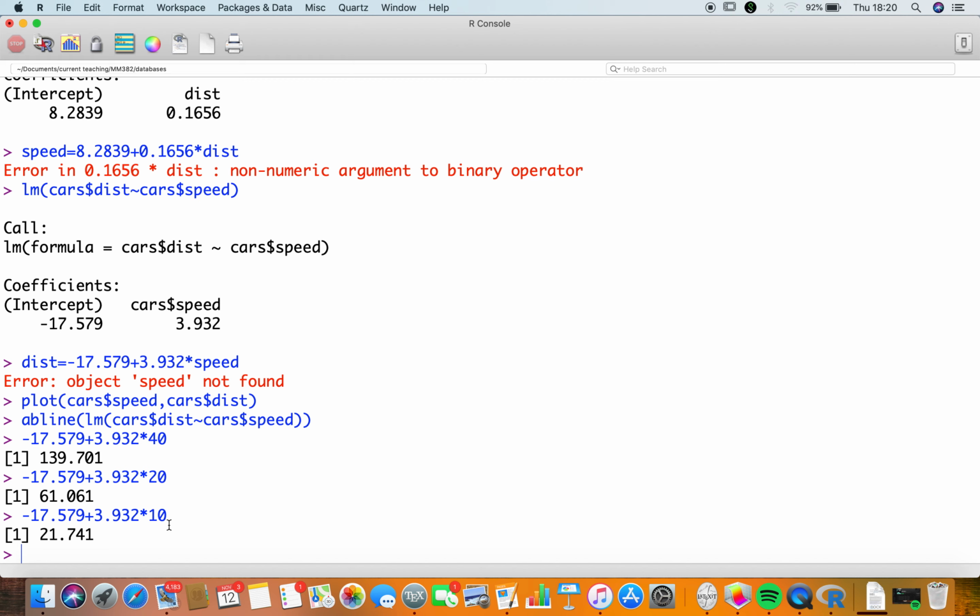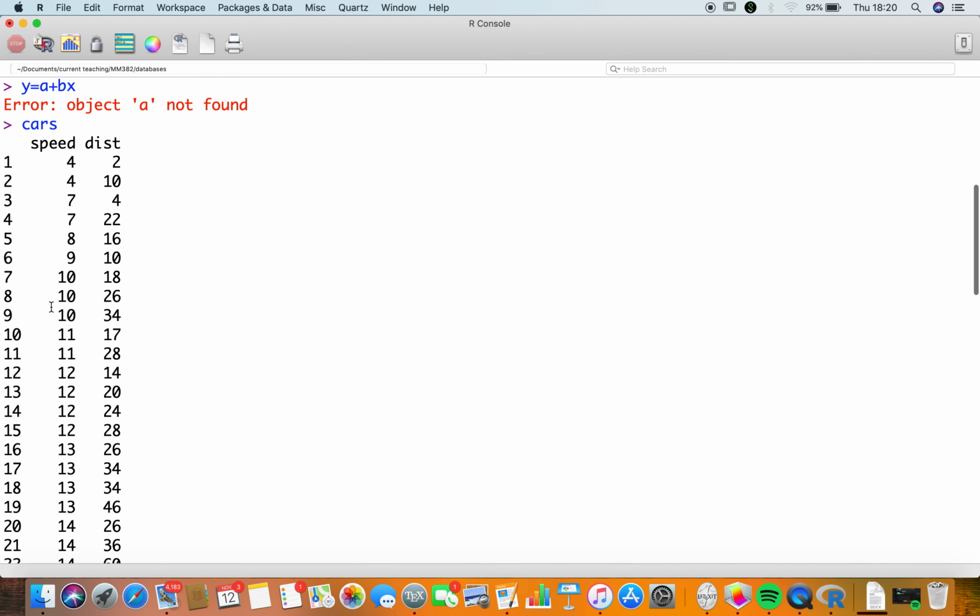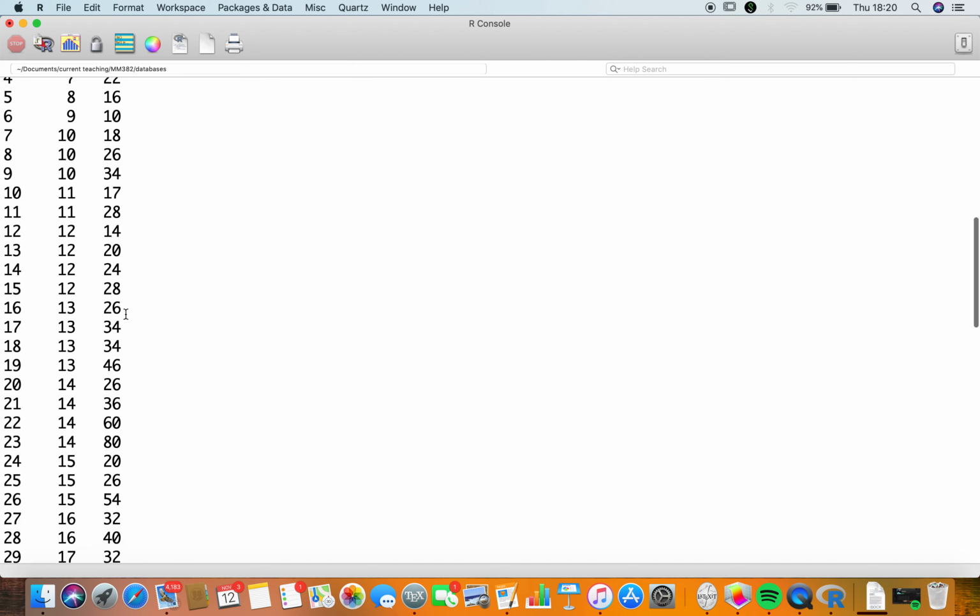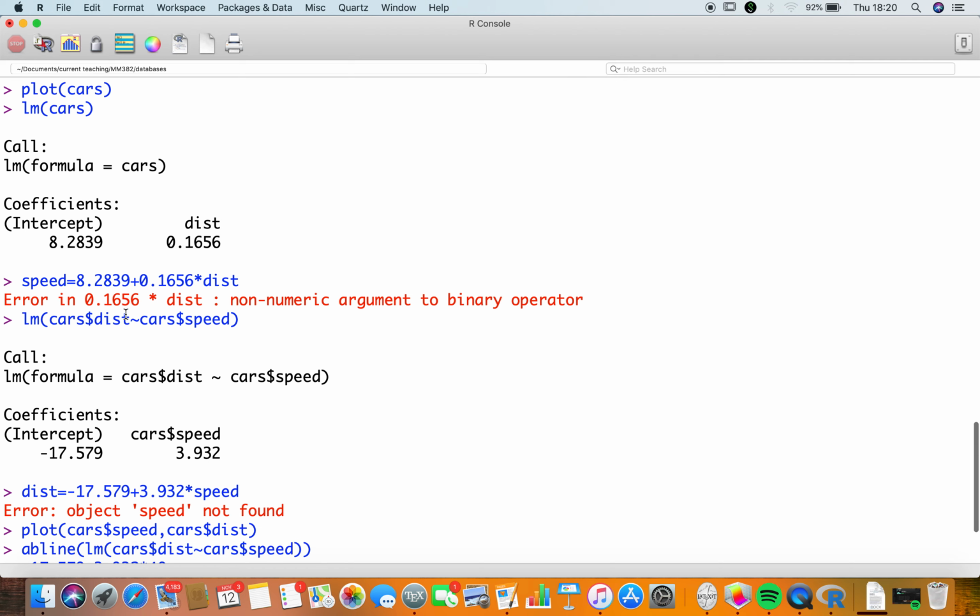And as a check, folks, you see here at a speed of 10, we're getting a stopping distance of 22. If you go back up here, for 10, we see it's 18, 26, and 34. So we're right bang in the middle. So we're good. So this regression formula works.